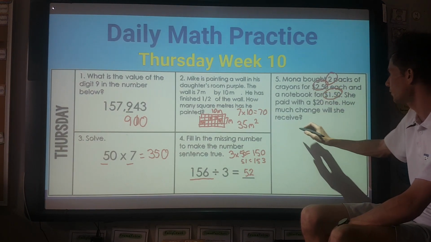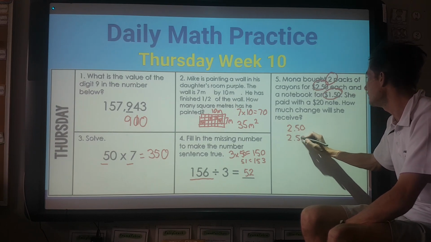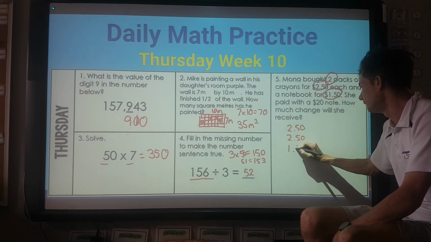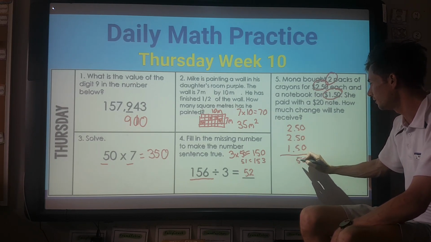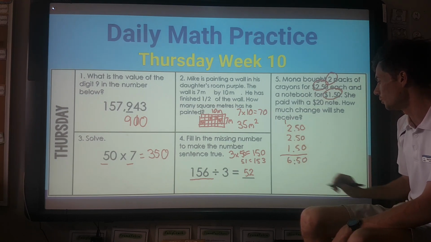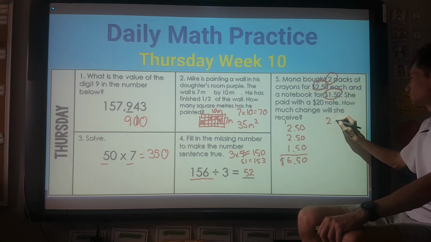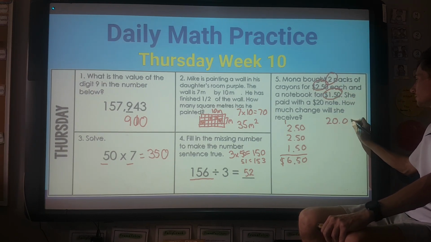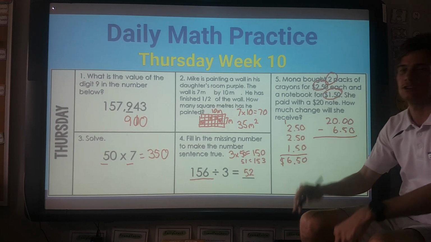Okay, so 2 packs of crayons for $2.50, so $2.50, $2.50, and a notebook for $1.50. Okay, so we have 0, 5, 10, 15, put down the 5, carry the 1, 2, 4, 5, 6. Remember to put your decimal point back in. So far she's paid $6.50, and she's going to pay with a $20 note. So she's got $20, take away $6.50 will tell us how much change she needs to get.